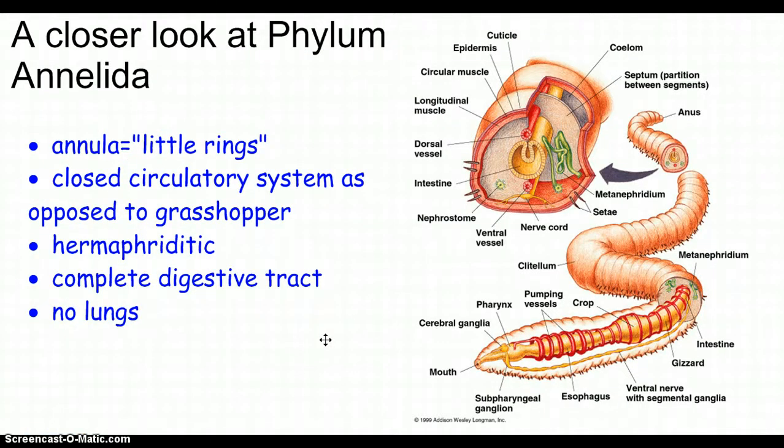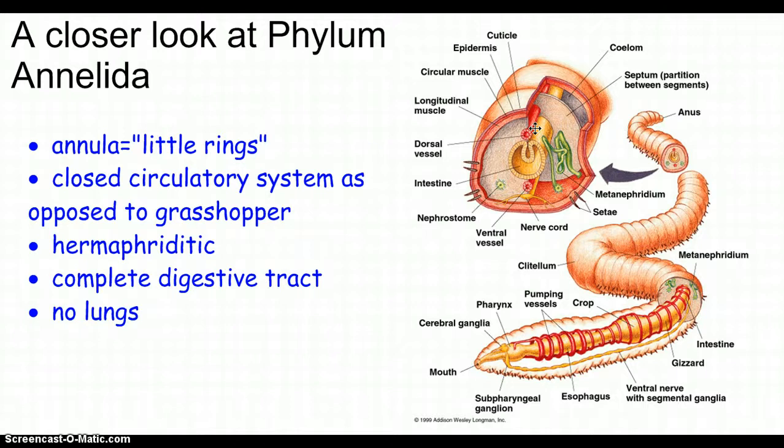All right, so the annelids, all these little rings here, are actually named after the word annula, which is Latin for little rings. They have a closed circulatory system as opposed to the grasshopper, so they have blood vessels. So you're going to see one on the back and you're going to see one on the ventral surface. And so blood is carried through these dorsal blood vessels.